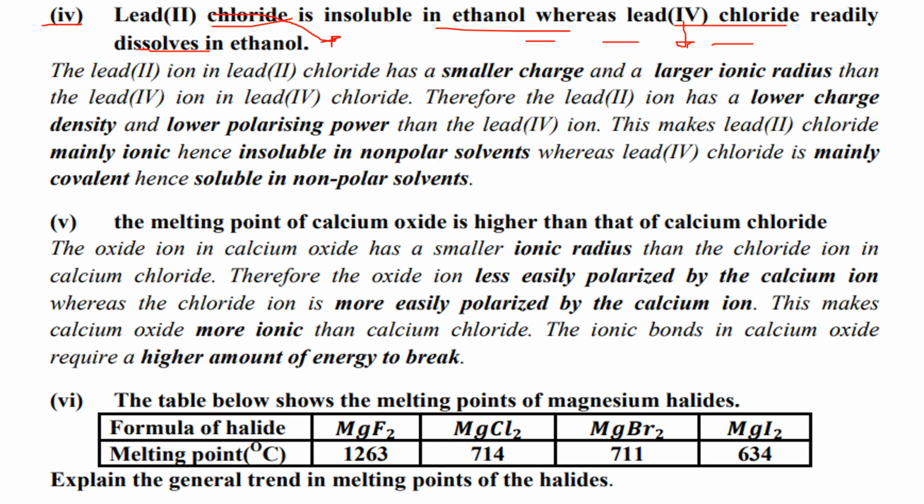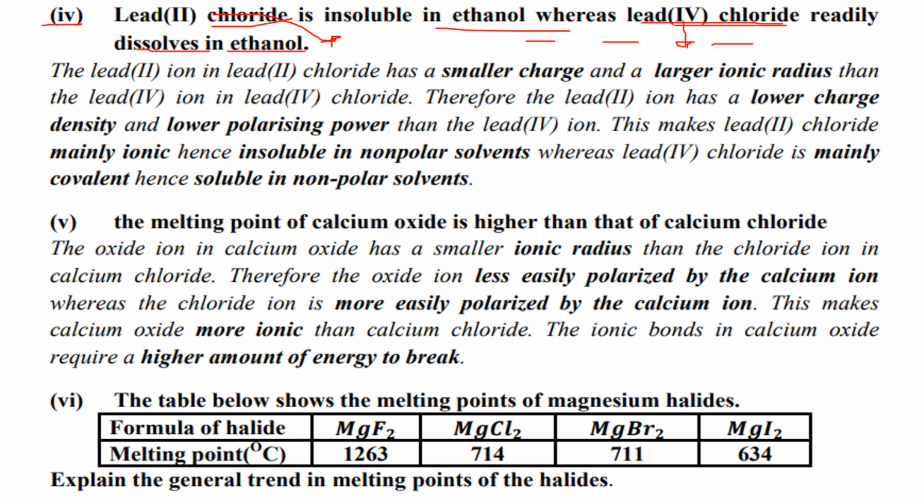Now, since lead-4 has a +4 charge, we expect the lead-4 ion to have a higher charge density as compared to the lead-2 ion. And hence, since it has a higher charge density, we expect it to have a smaller ionic radius together with a very high polarizing power. And therefore, lead-4 chloride is assumed to be more covalent, and therefore it possesses covalent character for it to dissolve in nonpolar solvents such as ethanol.